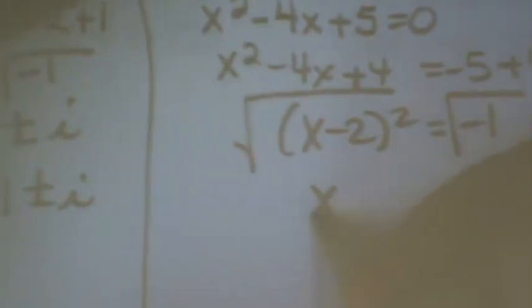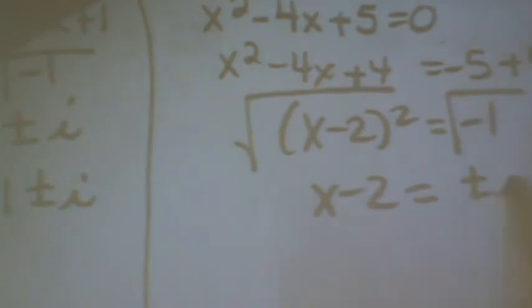Number 43, this one, you're going to want to get your 4x to the other side. And for this one, I would definitely complete the square, subtract 5. Half of this squared is 4. You're going to add 4 to both sides. x minus 2 squared equals negative 1. Square root both sides. x minus 2 equals plus or minus i. And add 2.